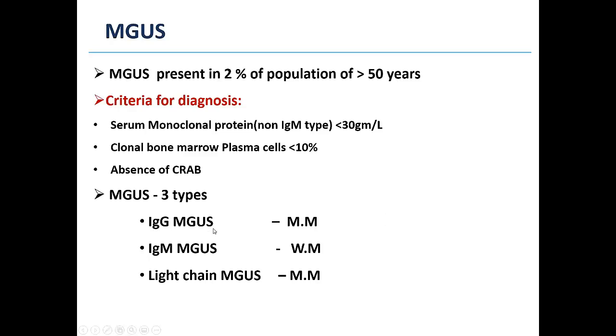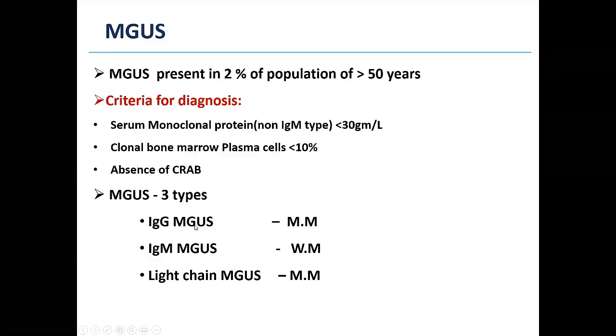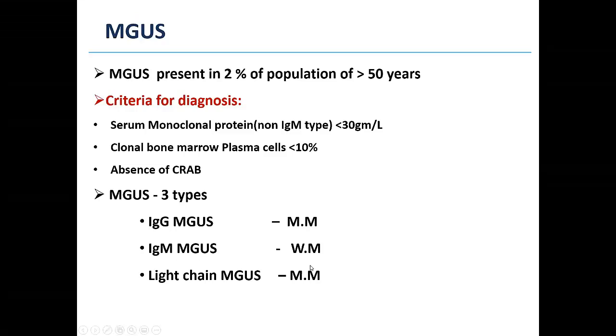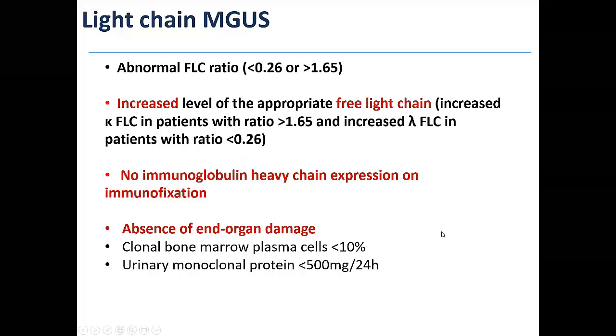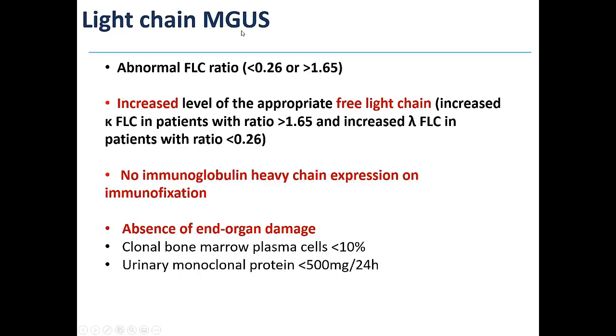Majority of the MGUS is IgG type. Light chain MGUS is uncommon, but we do come across it. IgM MGUS in Waldenstrom macroglobulinemia is still uncommon. Then we have this light chain MGUS. Here we find that there is an abnormal free light chain ratio because it is a light chain MGUS. That means the immunoglobulin is not formed. It is only the free light chains which are increased.